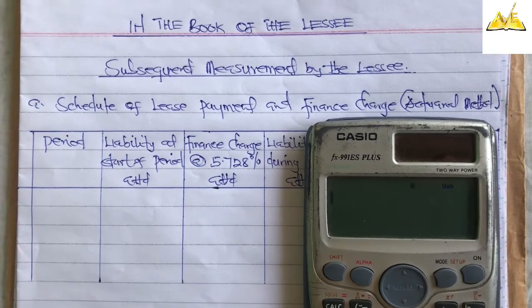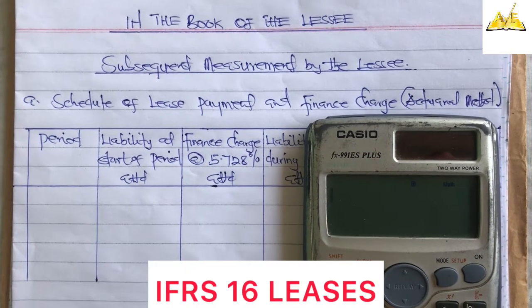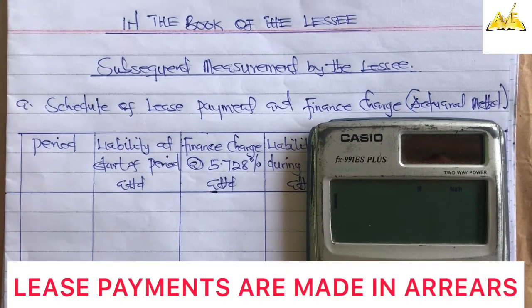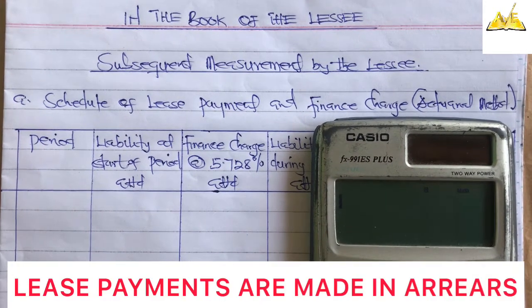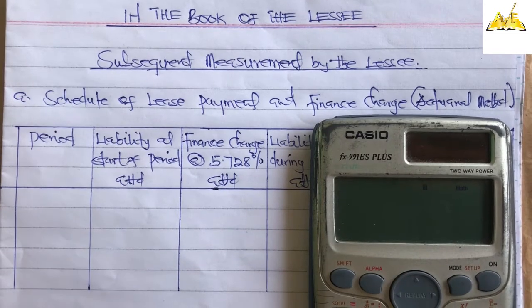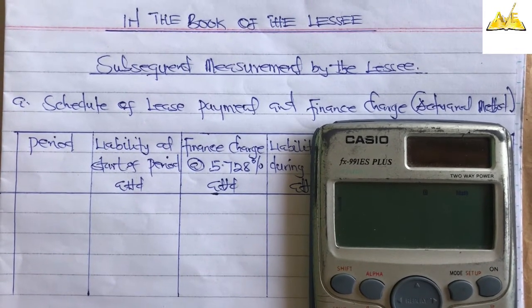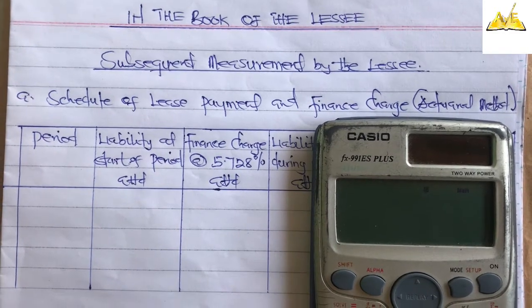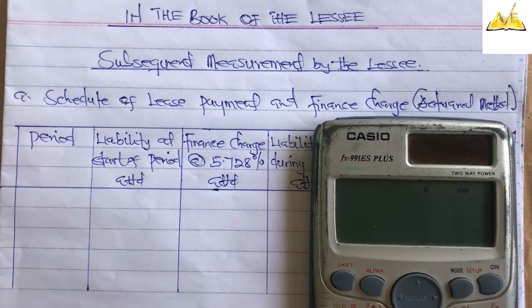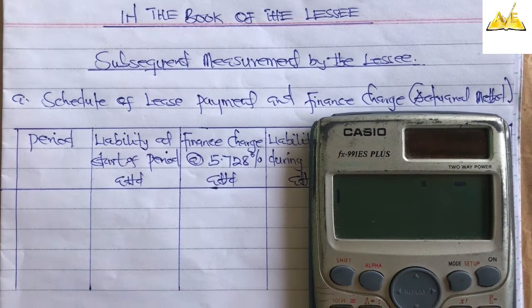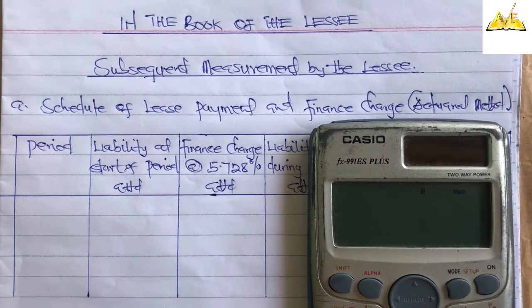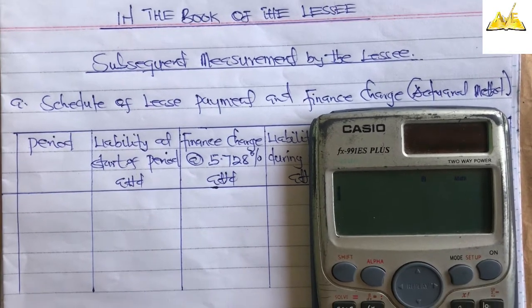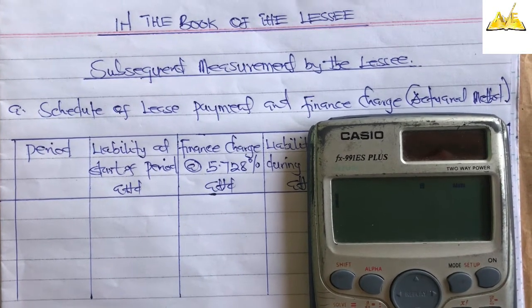We are continuing our series on IFRS 16 leases. Today I'm going to take you through a tutorial question where lease payments are made in arrears. That is where lease payments are made at the end of the financial year by the lessee. Okay, so we are going to look at accounting arrangements where lease payments are made in arrears. But remember that we've taken a question in our previous video where lease payments are made in advance. That is where lease payments are made at the beginning of the financial year.